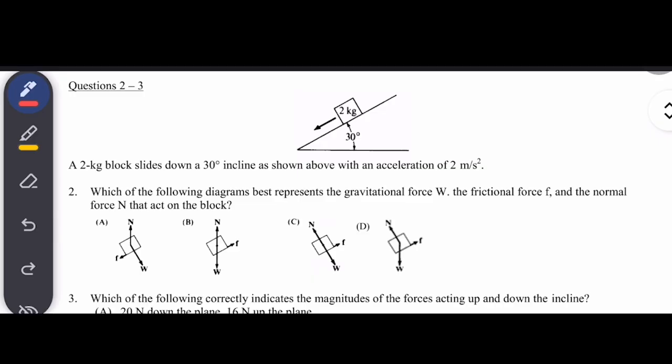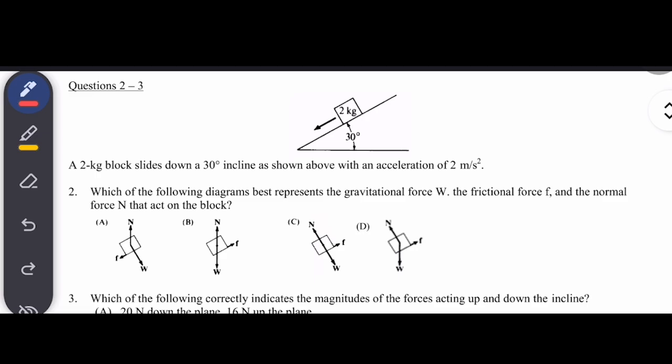A 2 kilogram block slides down a 30-degree incline as shown above with an acceleration of 2 meters per second squared. Which of the following diagrams best represents the gravitational force, W, the frictional force, F, and the normal force, N, that act on the block? And then we have our answer choices.